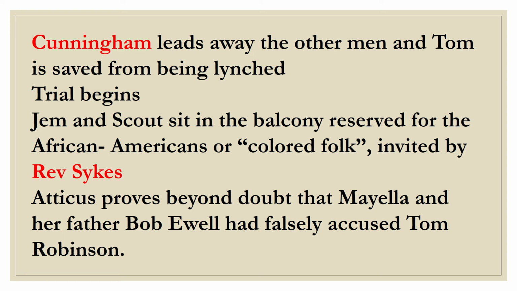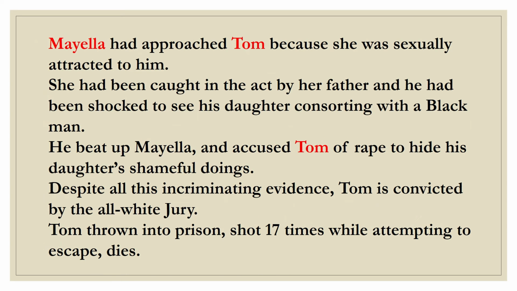The trial begins, and Atticus proves beyond doubt that Mayella and her father, Bob Ewell, had falsely accused Tom Robinson. Mayella was the one who had approached Tom because she was sexually attracted to him, and she had been caught in the act by her father, and he had been shocked to see his daughter consorting with a black man. He beat up Mayella, and to hide the shame, he had accused Tom of rape. He had also beaten up his daughter, calling her a whore.